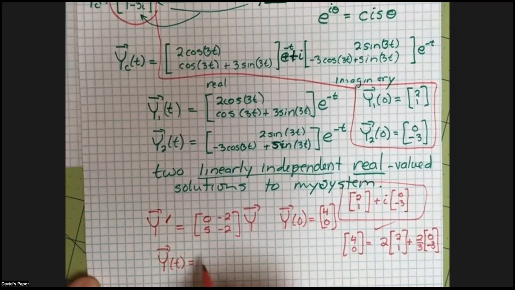So that means the solution that I seek is 2 copies of y1 plus 2/3 copies of y2.